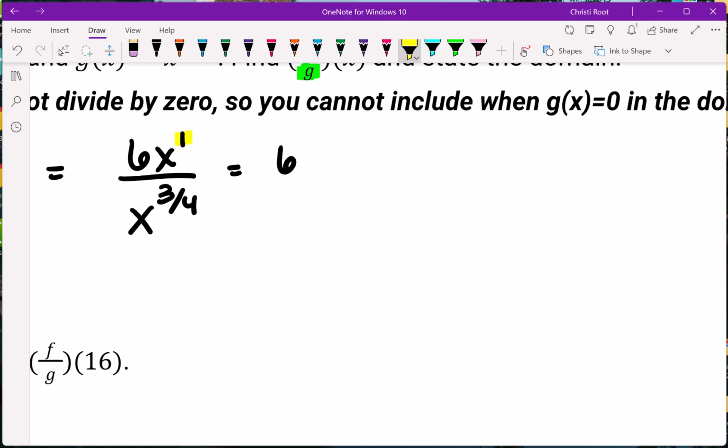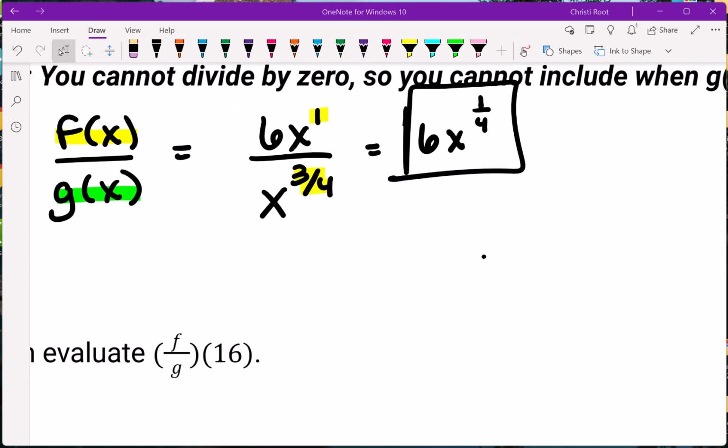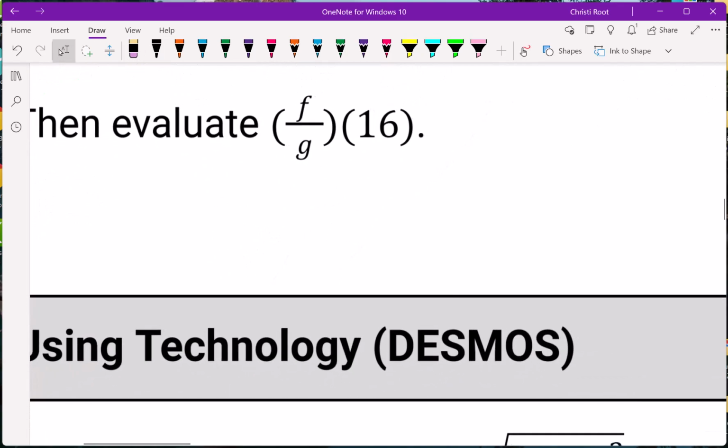A little known fact, when you are using this exponential rule, if you're dividing the x's, the same base, you subtract the exponents, but the result is always in the numerator, always. So if you subtract 1 and 3/4, you get positive 1/4. And you write it in the numerator, okay? Okay, so underneath this, it says that we are going to evaluate f divided by g of 16.